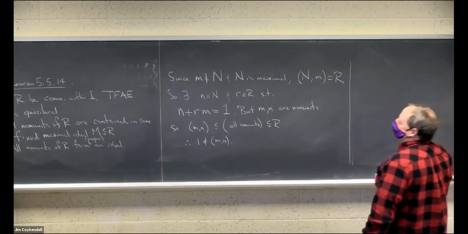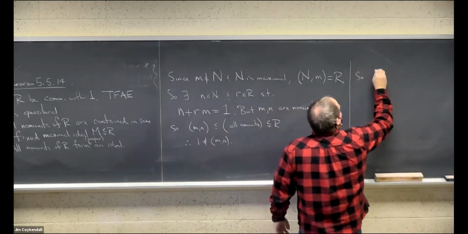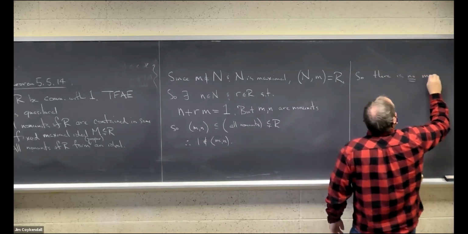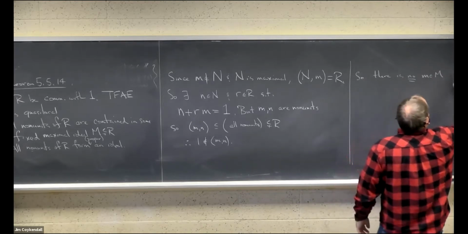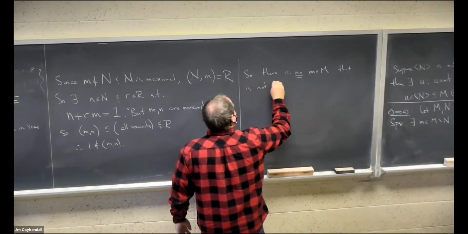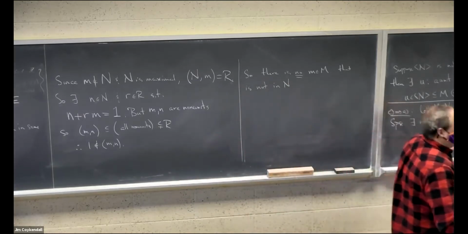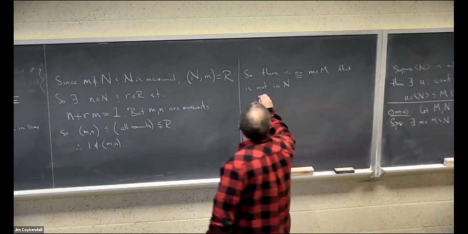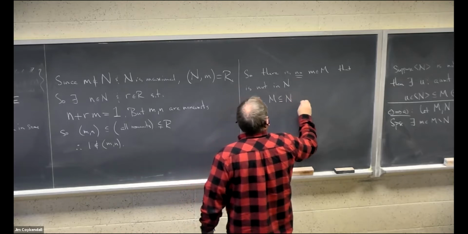So what can we conclude? What we can conclude is there is no m in M that is not in N. Because if there's an m in M that's not in N, we run into this contradiction. Therefore, M is contained in N.